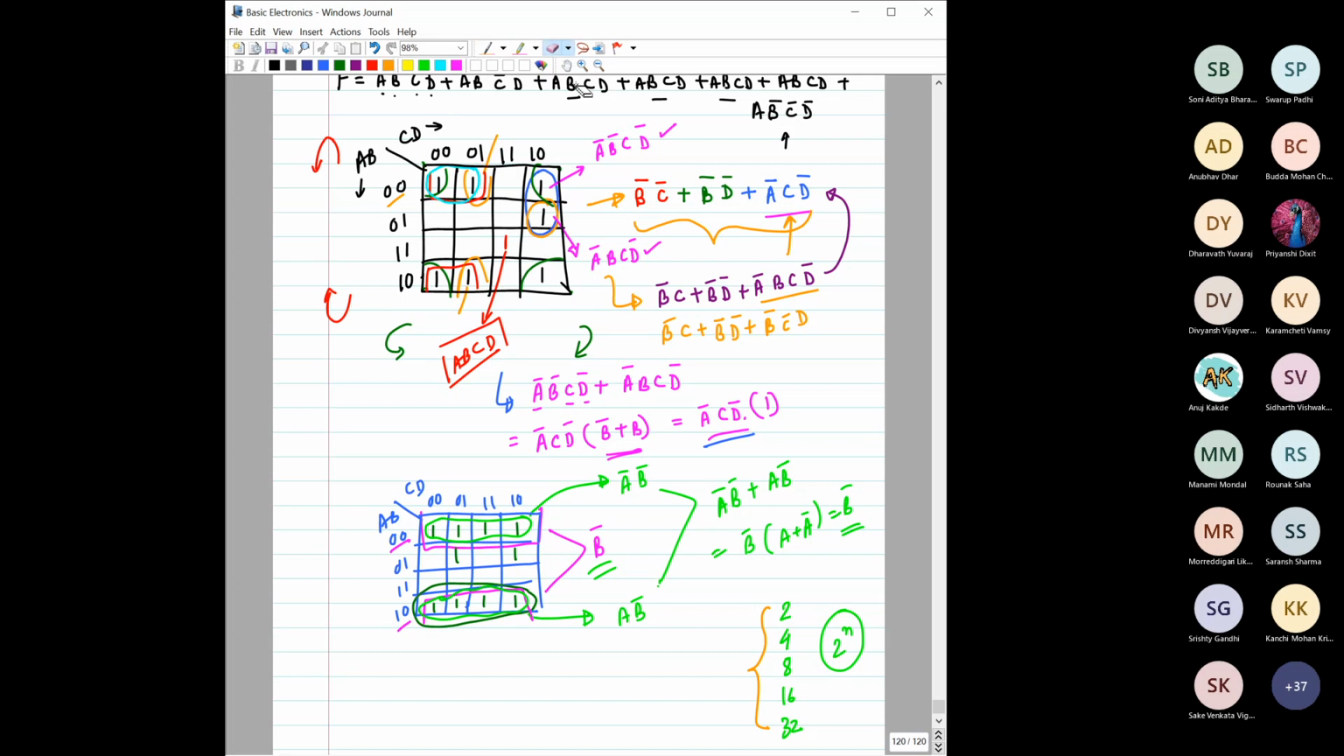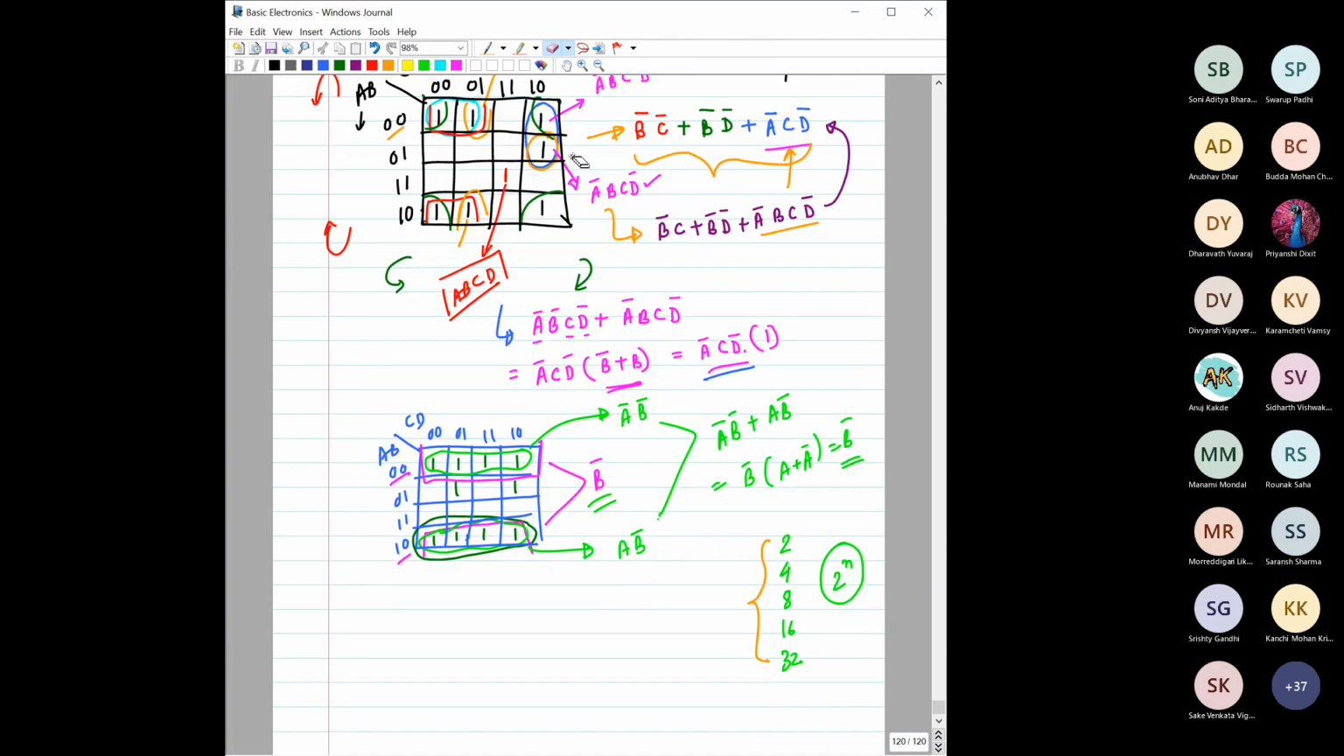No, I think I made a small mistake here while writing. I think you will not get this, because this term is because of these 4 ones, the red one, right? This one is due to the green one. One minute. First let me see which groups you are considering, because otherwise there are so many groups here. So let me redraw it here.